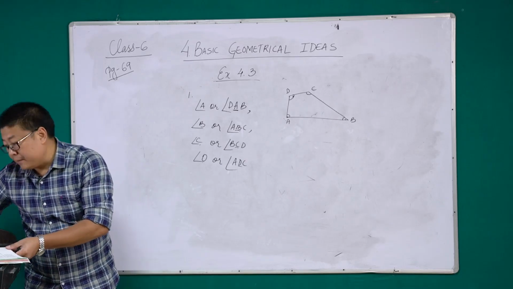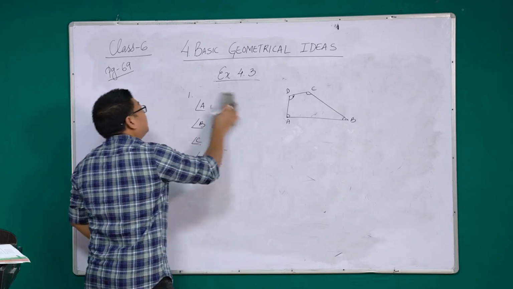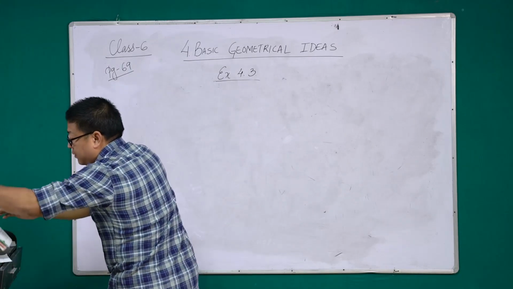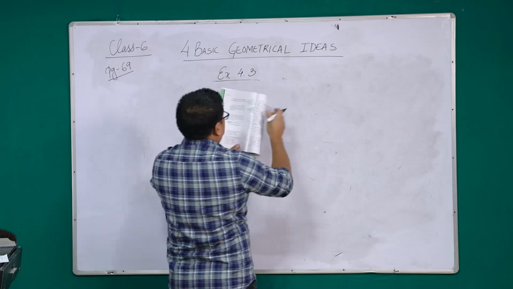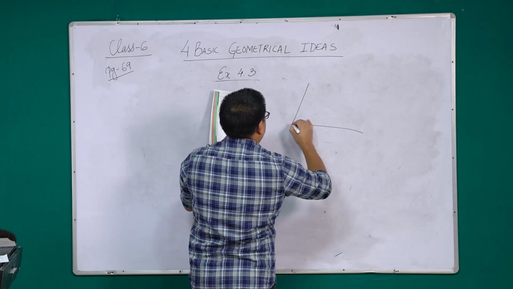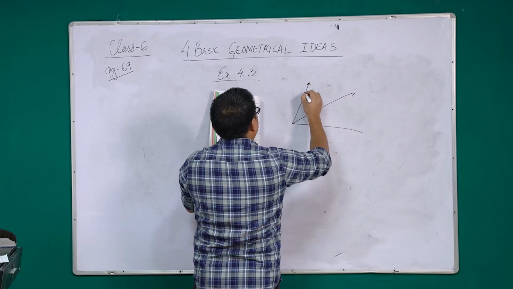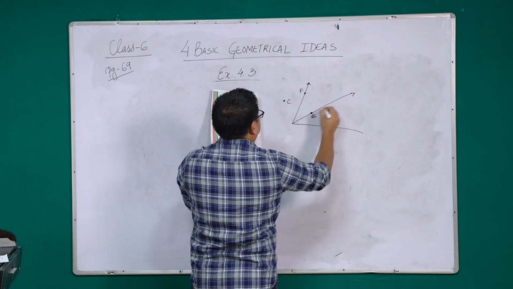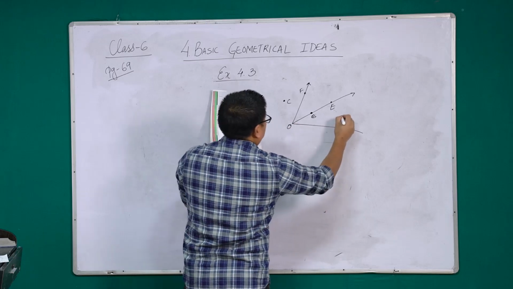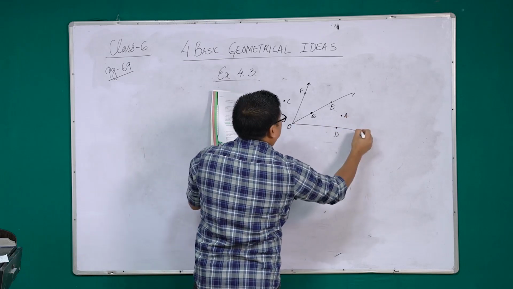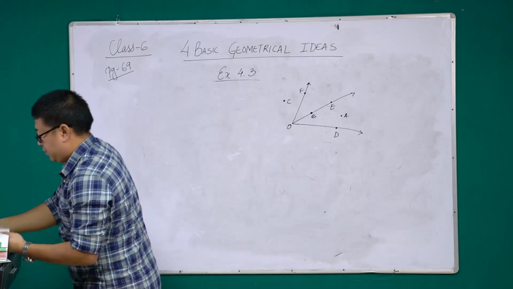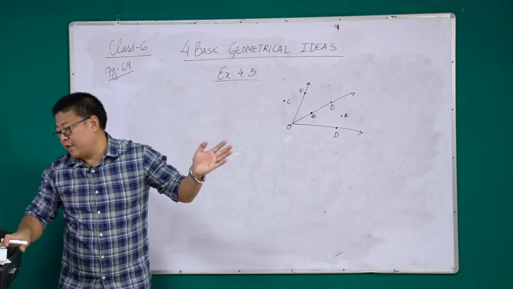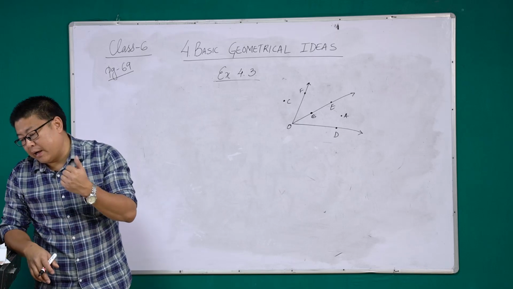So these are angles. Now let's look at the next question. Question number 2. There's another figure given. Now let me quickly draw it for all of us. F, C, B, A, O. So this is the figure that is given to us. Now looking at this figure, we have to answer the question.